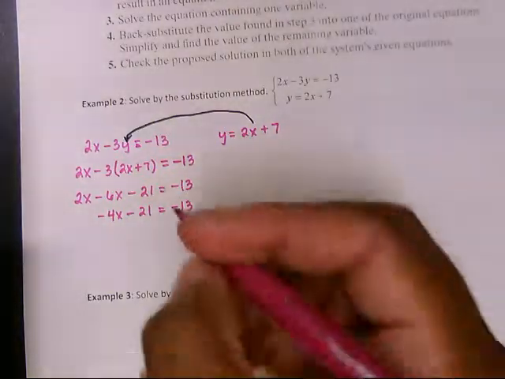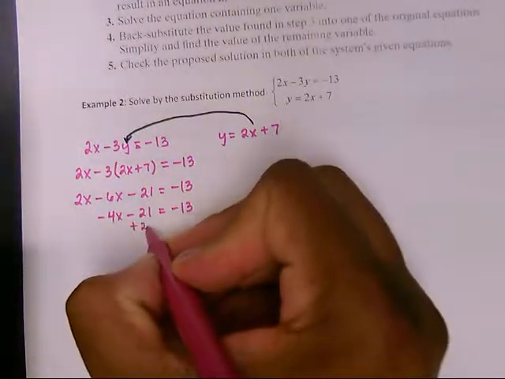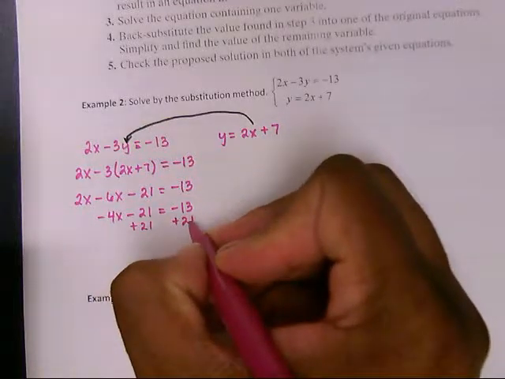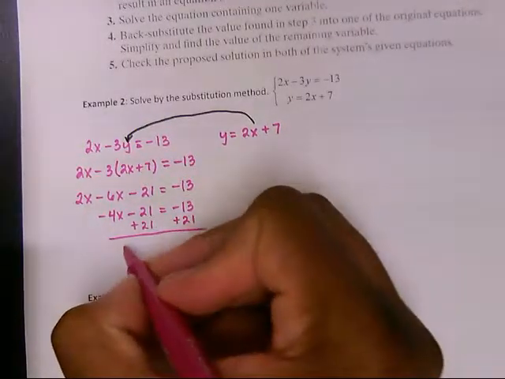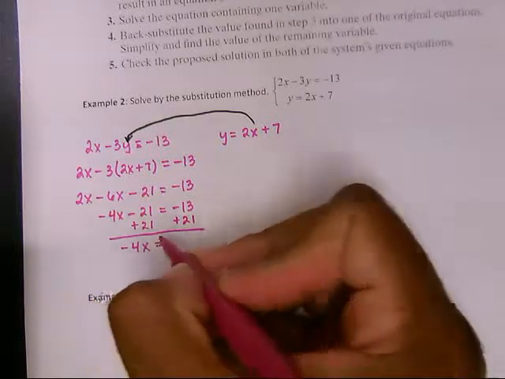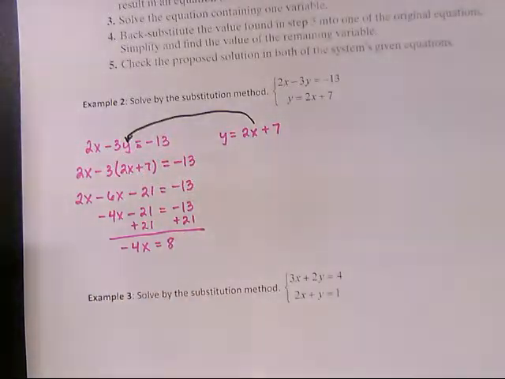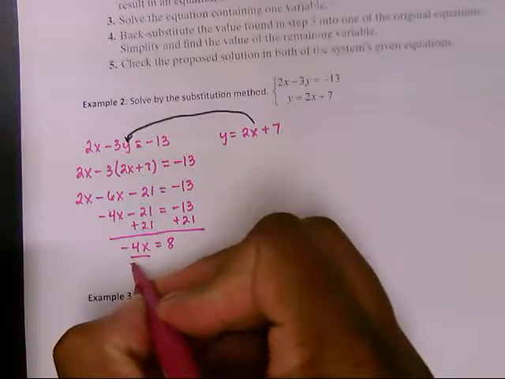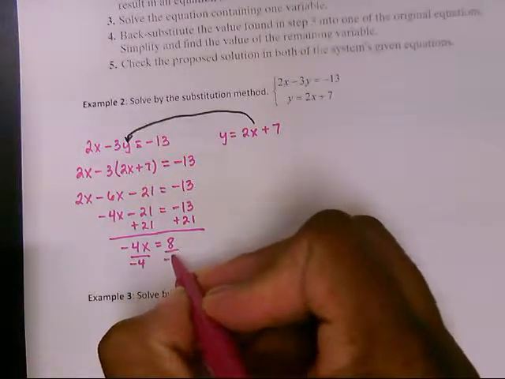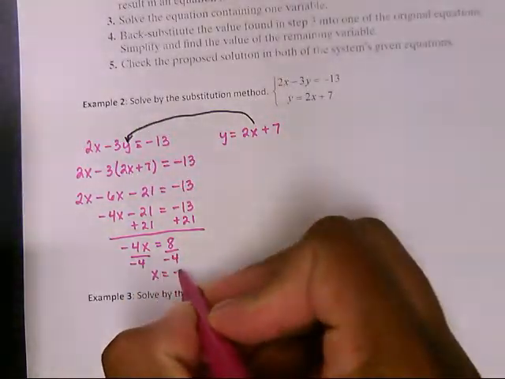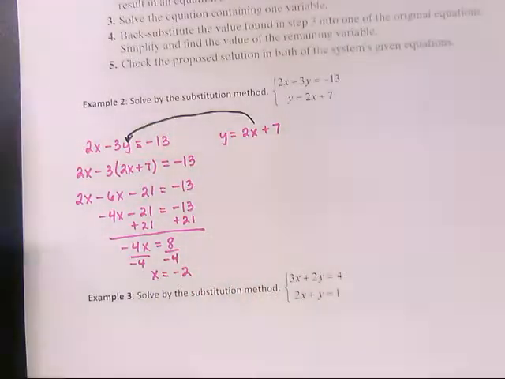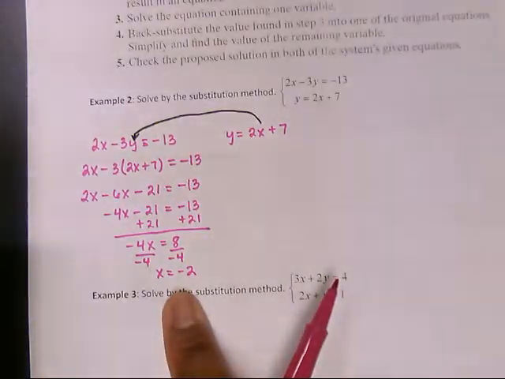And I can get that negative 4x by itself by simply adding 21 on both sides. And that will give me negative 4x is equal to negative 13 plus 21, which is 8. So I have negative 4x equal to 8. And then finally divide both sides by negative 4. That would mean x is equal to negative 2. Now don't stop right here because I have to solve for x and for y. I only know what x is.